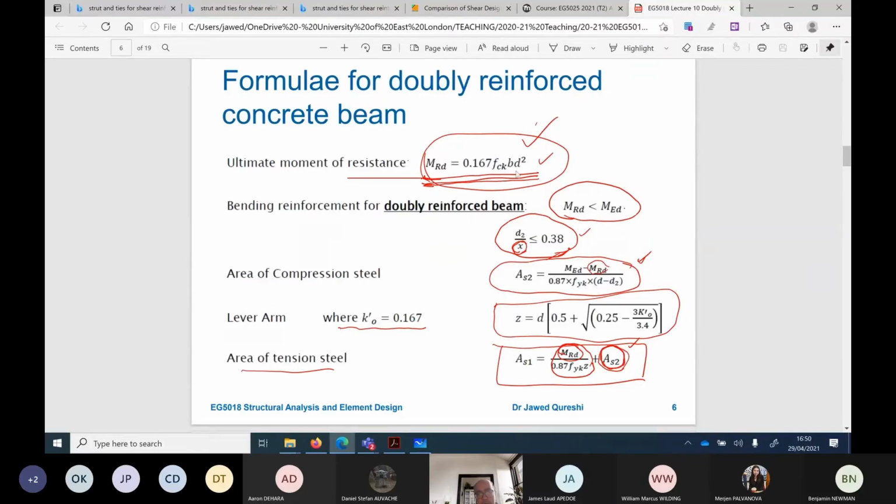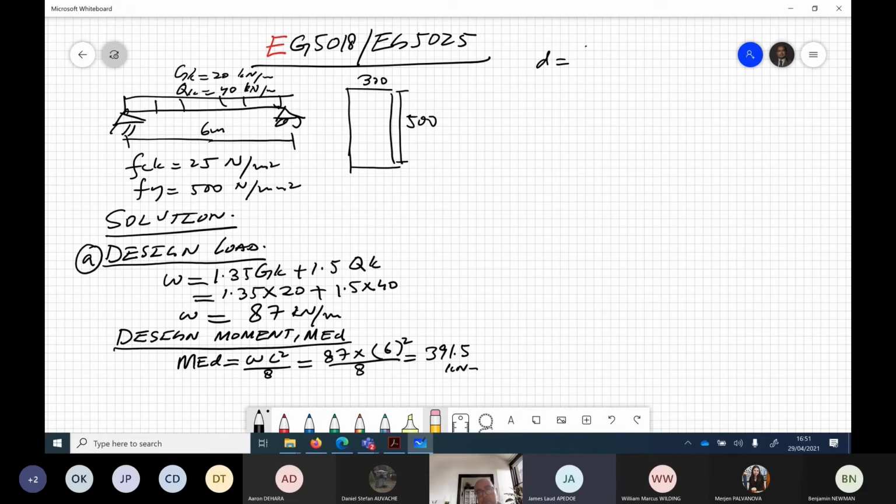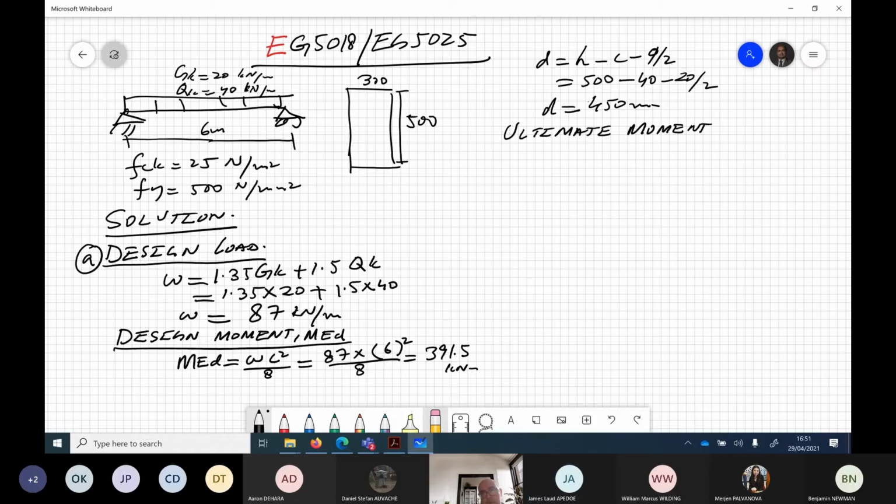MRD is 0.167 FCK BD square. But first we need to find out D. Concrete cover is given to us as well. So D will be equal to H minus C minus phi over 2. H is 500. C is cover, which is 40. And assuming the bar diameter to be probably 20 or 25, 20 divided by 2, that will be 450, is it? Yep. 450 millimeter.